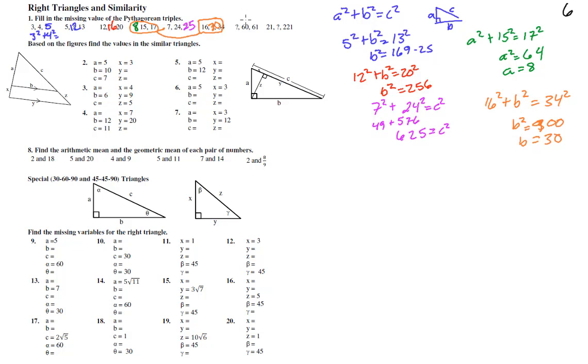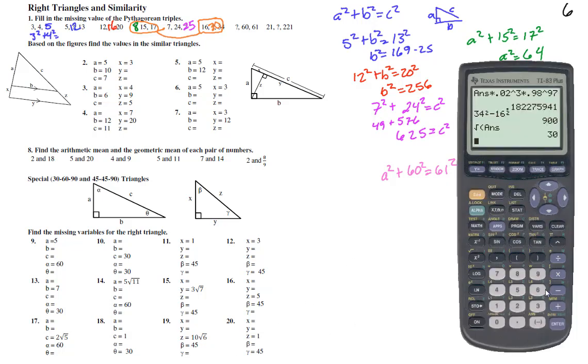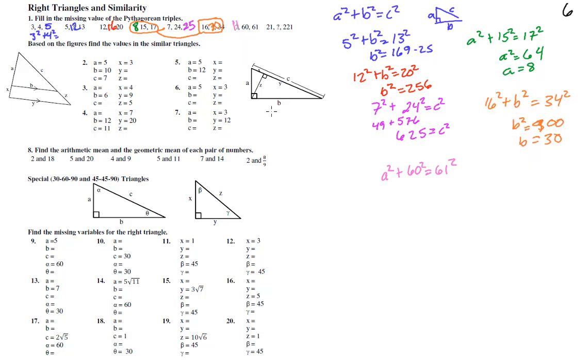So the next one, blank, 60, 61. So that's a squared plus 60 squared equals 61 squared. Oh boy, those are going to be big. So we're going to take 61 squared minus 60 squared, and that equals 121. Oh, so that's an 11 right there.